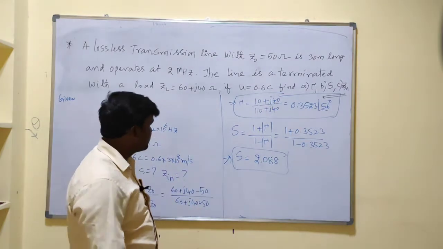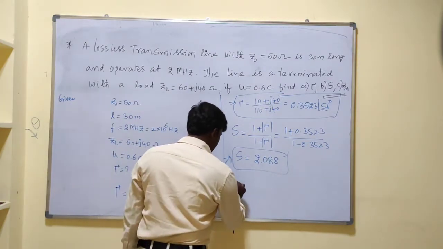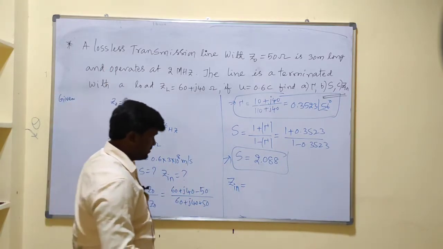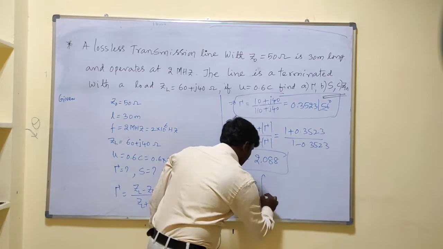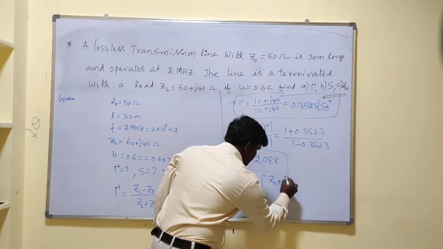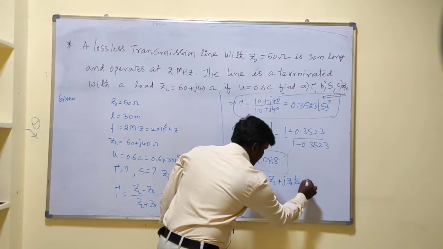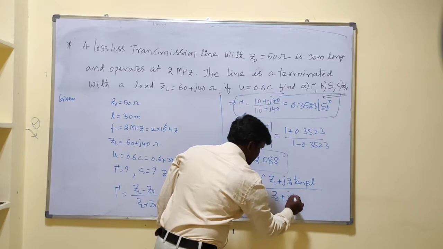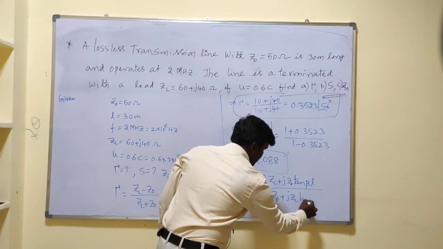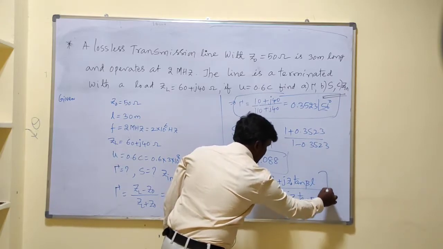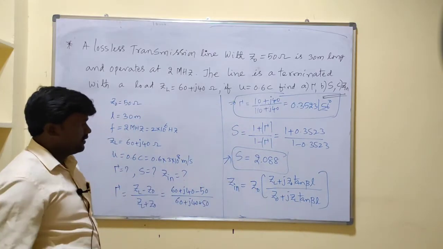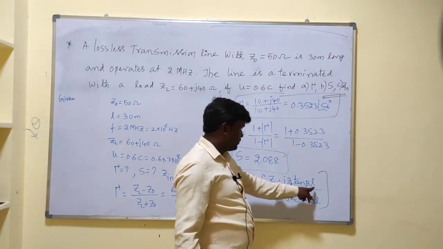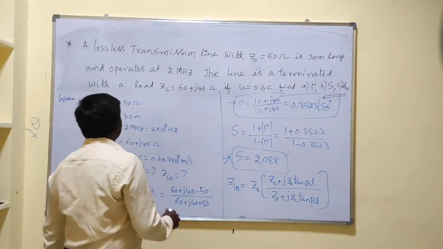And the last one is the calculation of Zin. What is the formula for Zin for a lossless line? Zin equals Z0 times (ZL plus jZ0 tan beta L) over (Z0 plus jZL tan beta L). In order to find this Zin, Z0 is given, ZL is given, we require beta L.